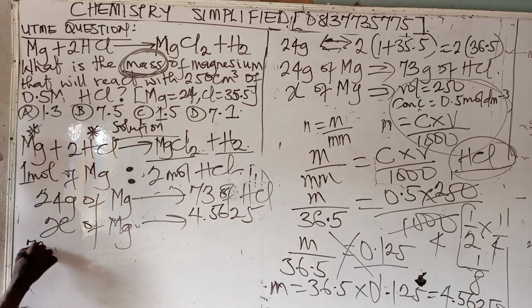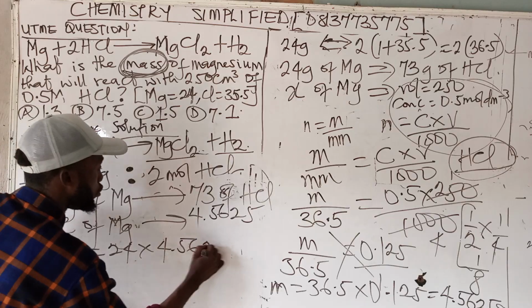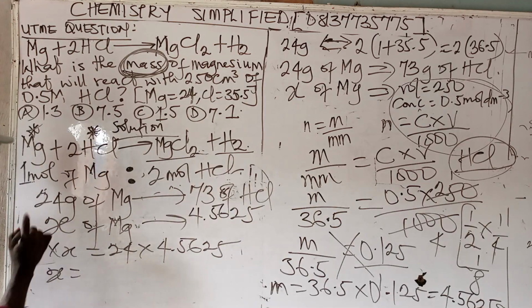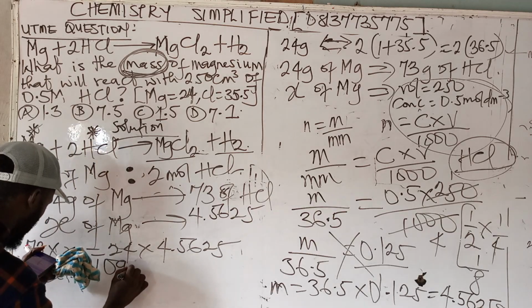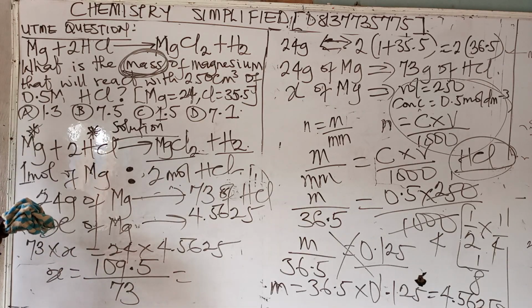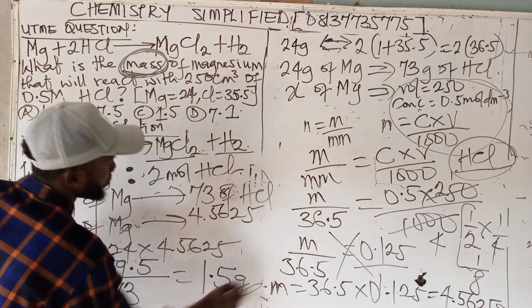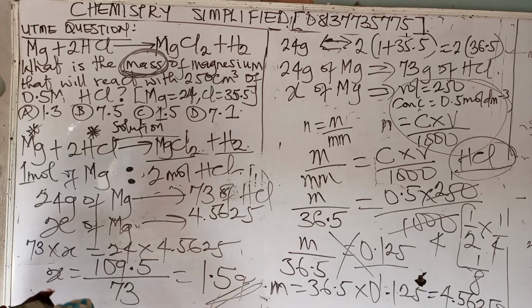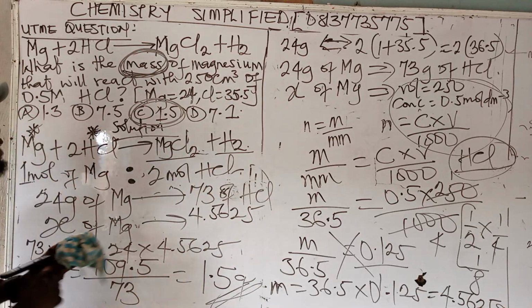Then we have 73 multiplied by x equal to 24 multiplied by 4.5625. So we have our x to be equal to 24 multiplied by 4.5625. This will give us 109.5 all divided by 73. So this divided by 73, the final answer gives us 1.5. Yeah, that's our mass. A very cheap question. And we have the answer to be option C. Option C. That is very, very easy.